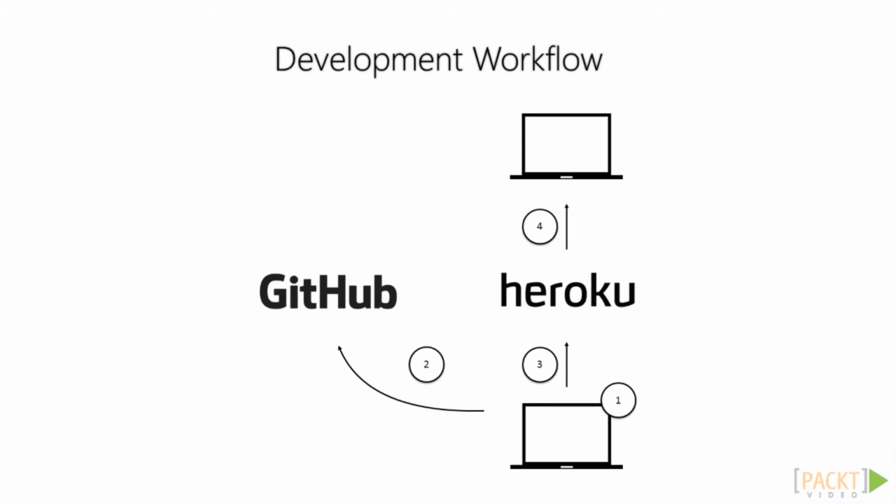When the application is ready to share with others, we should deploy to Heroku so that users can go to that app's URL and view the site. So far, we've finished step 1 by making a home page. So let's proceed with step 2 and push the code up to GitHub.